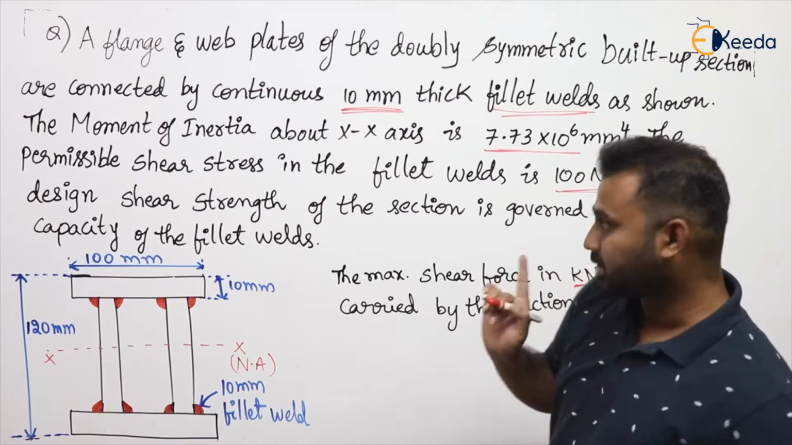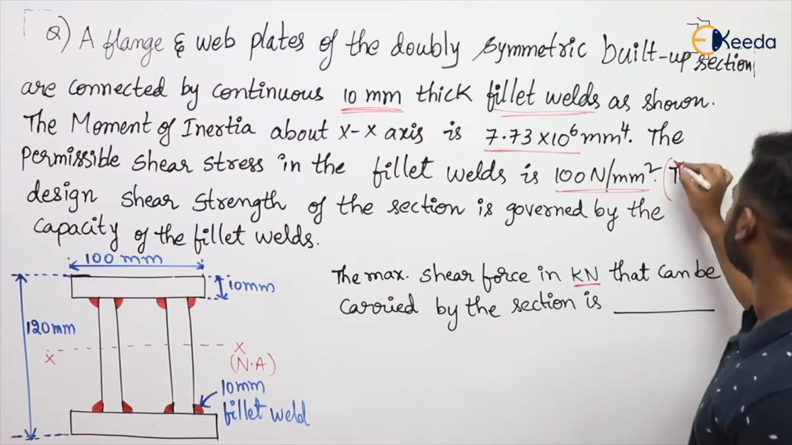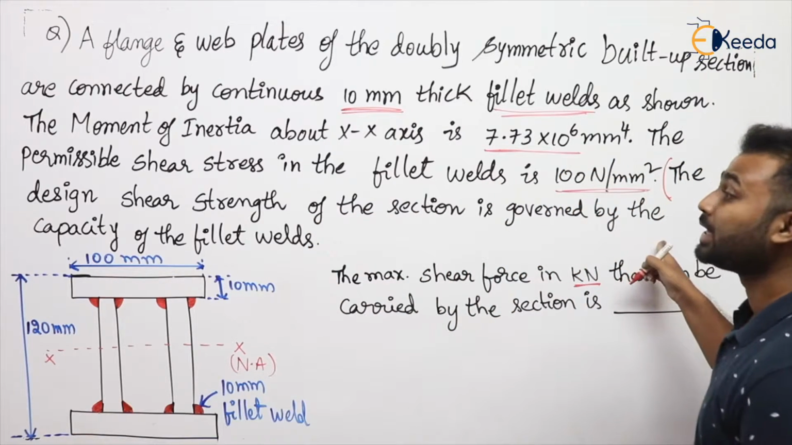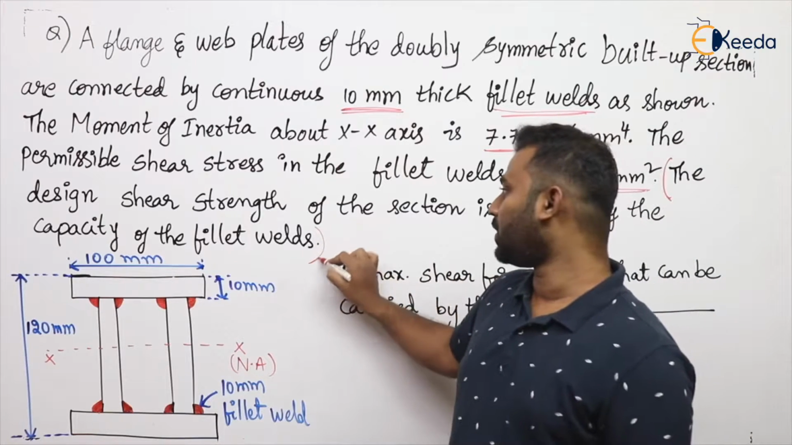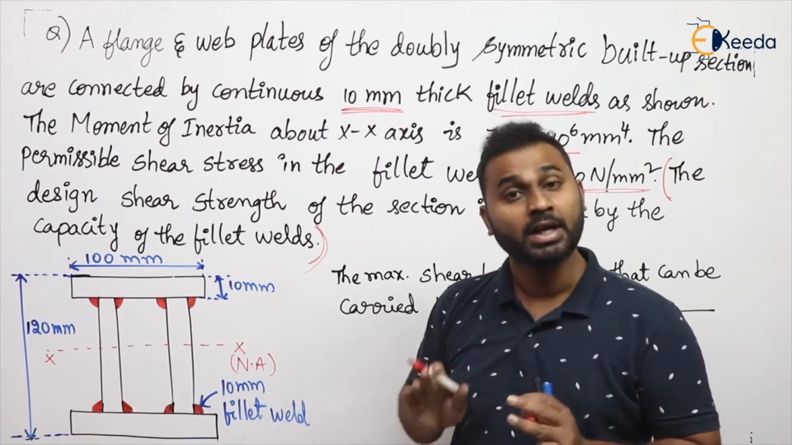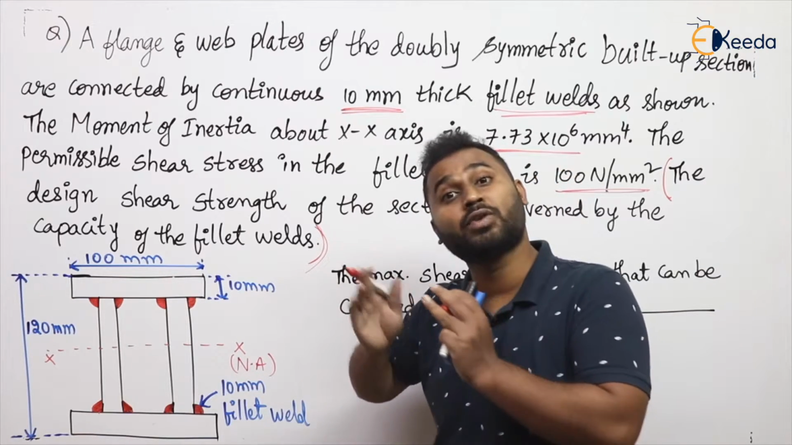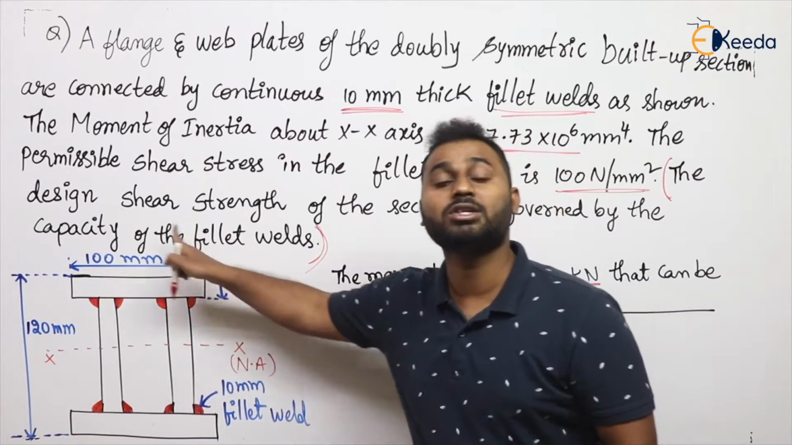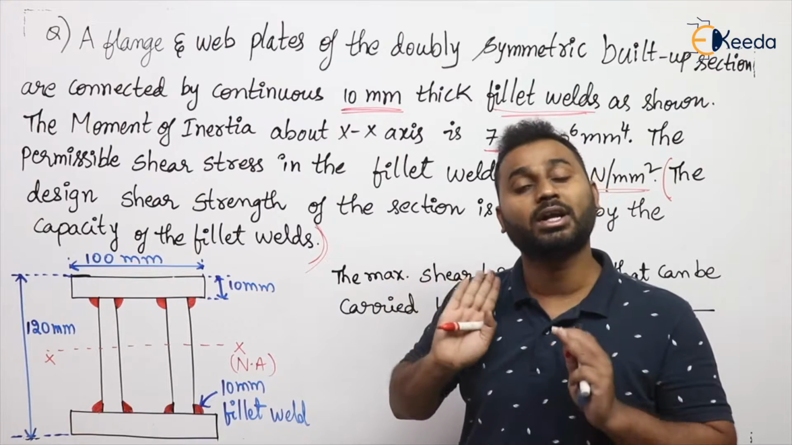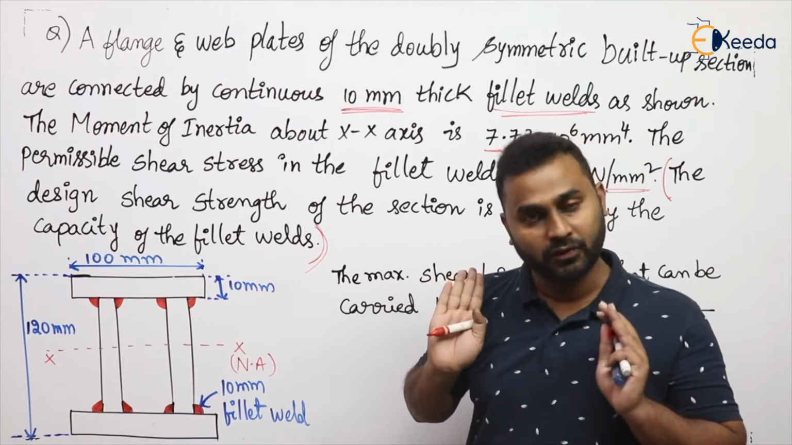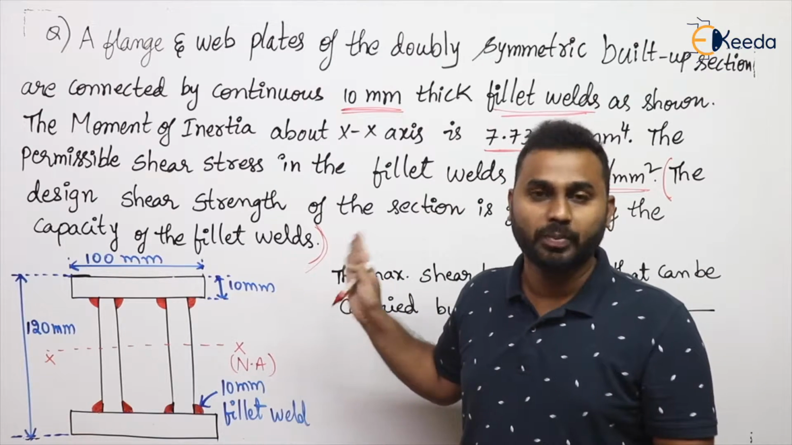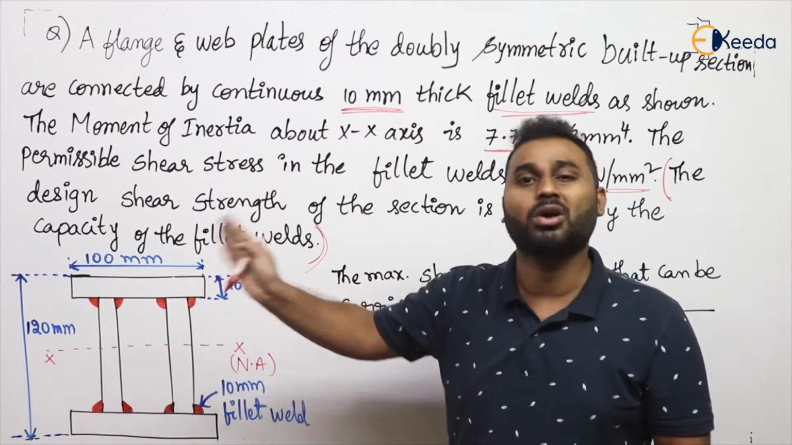And one important information is given: the design shear strength of the section is governed by the capacity of the fillet weld. It means whatever the strength of the fillet weld is in shear, the same strength applies for this doubly symmetric section also. Is that clear? That is a very important point to be noted. So based on this only we will move forward to solving this question.